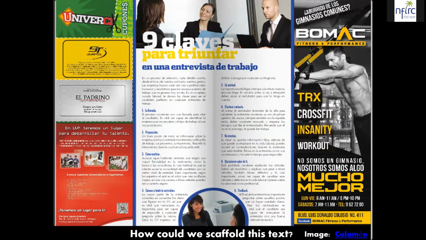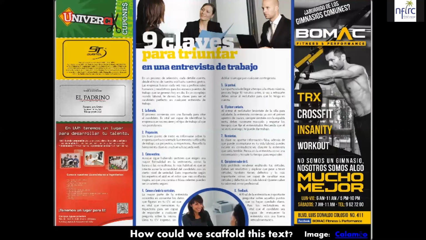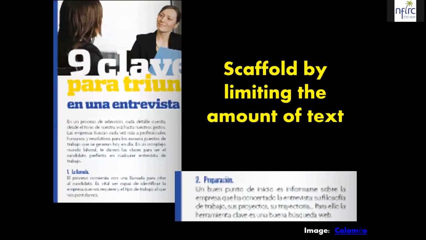So this is a text out of a magazine, and it's pretty overwhelming, even though it uses relatively simple language. I can scaffold by simply removing the distractions. Moving from lots of ads around it to removing the ads suddenly reduces the cognitive load for my learner. I can further scaffold by limiting the amount of text that I'm asking the learner to engage with. This particular one is nicely structured because it has specific headings and really small chunks of text.